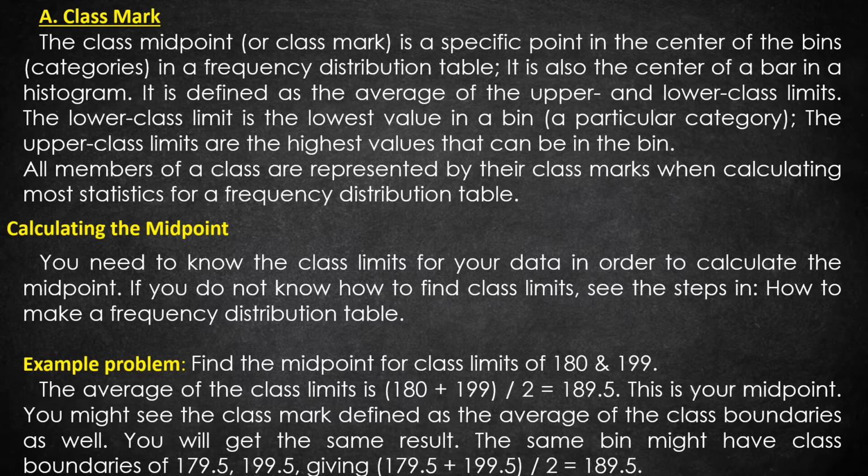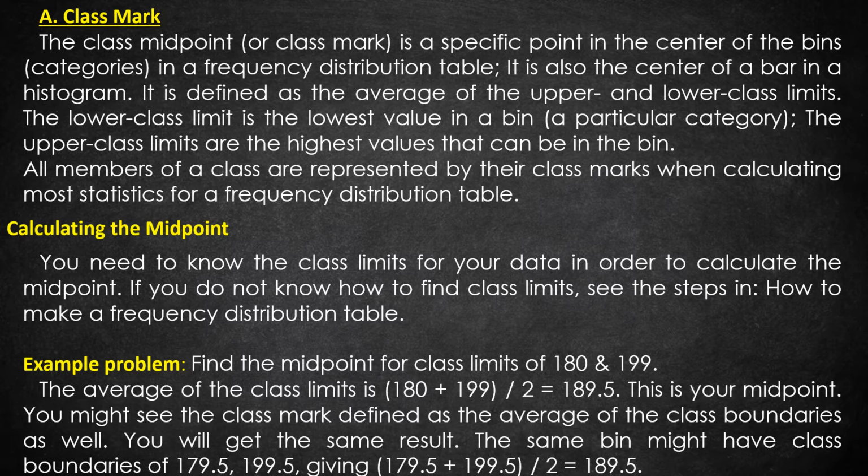The lower class limit is the lowest value in a bin, a particular category. The upper class limit is the highest value that can be in the bin. All members of the class are represented by their class marks when calculating most statistics for a frequency distribution table. In calculating the midpoint, you need to know the class limits for your data. If you do not know how to find class limits, see the steps on how to make a frequency distribution table a while ago.